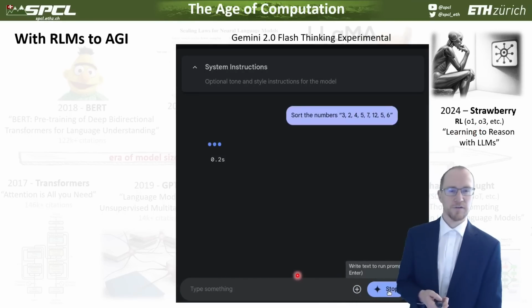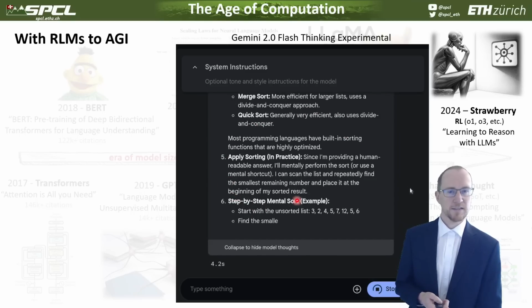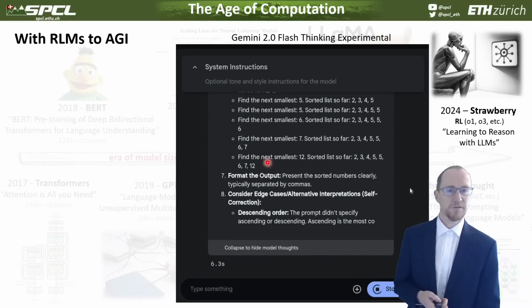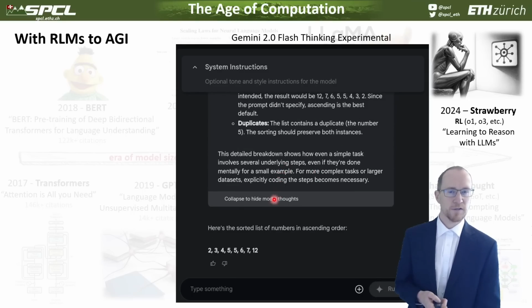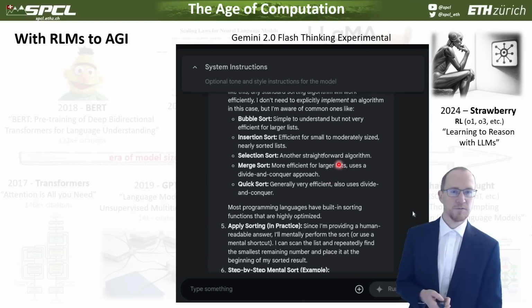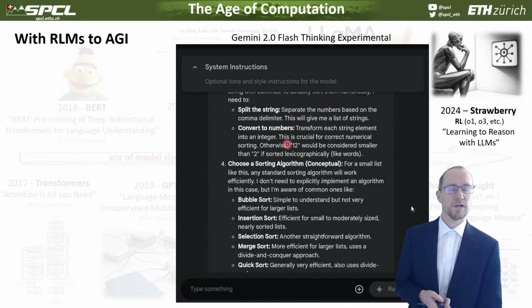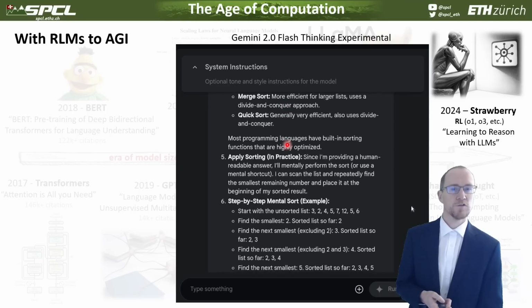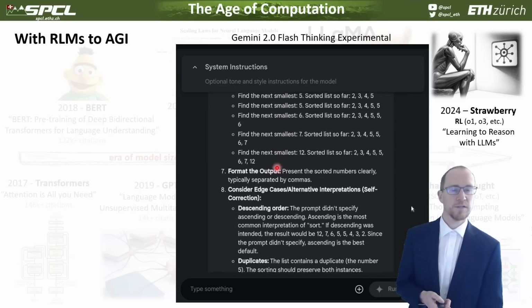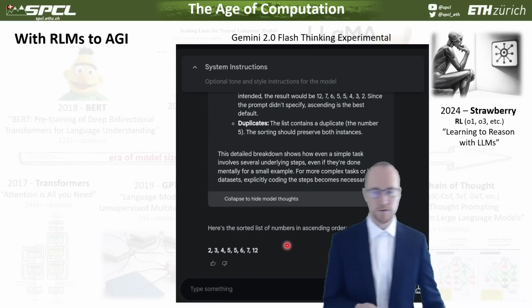So you can actually enter that query and you see it's outputting a lot of reasoning steps. So it's not just answering your query immediately, but it first reasons about it. One thing you can see is that it took multiple seconds, 6.8 seconds, as we've seen here, to output that simple answer. And it gives you all kinds of stuff. You're splitting the string, choosing a sorting algorithm, applying sorting, a step-by-step mental model, and all of these reasoning steps to, at the end, give you the correct sequence of sorted numbers.